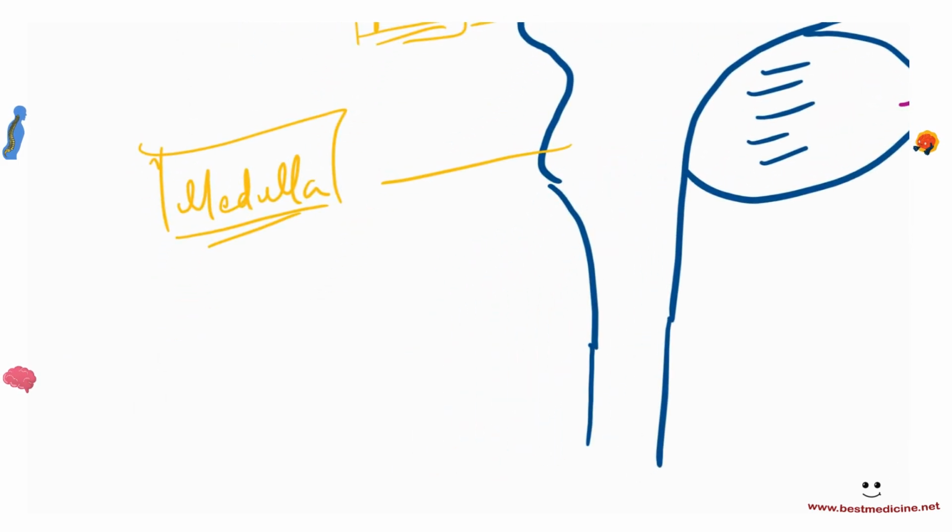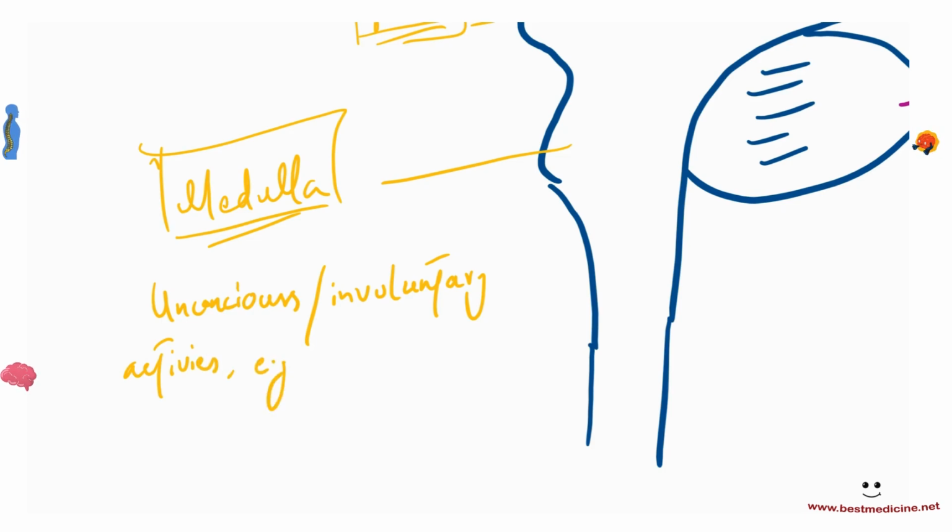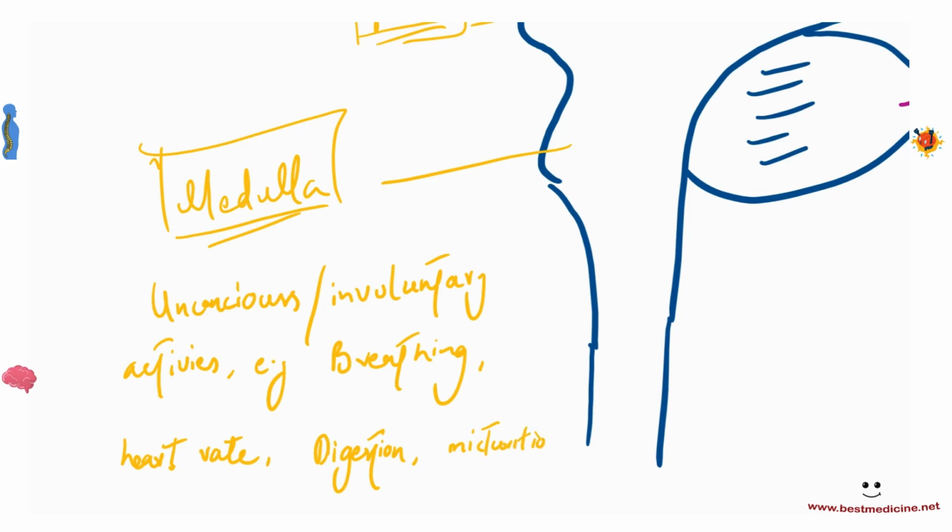So the medulla is involved in unconscious, involuntary activities. For example, breathing, right? Breathing is usually involuntary. Heart rate, digestion, and being able to pee, it's called micturition, okay, etc. So that is the medulla.